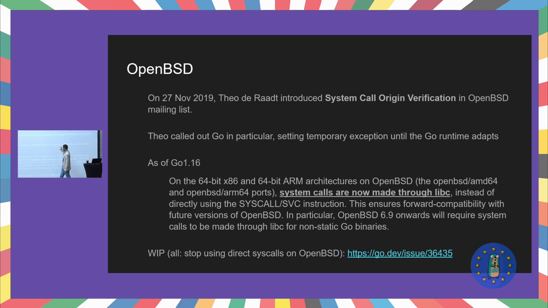Now, OpenBSD gave a heads up to the Go team to change the implementation. They gave a special treatment to the Go binaries for a while, allowing for the migration. And the Go team started working on this. As of Go 1.16, the syscalls are made through libc on the AMD64 ports, and they're working through the others. The other ports, so x86 and ARM64 and all of that, are still work in progress. Perhaps they finished, perhaps they not. I care about AMD64.